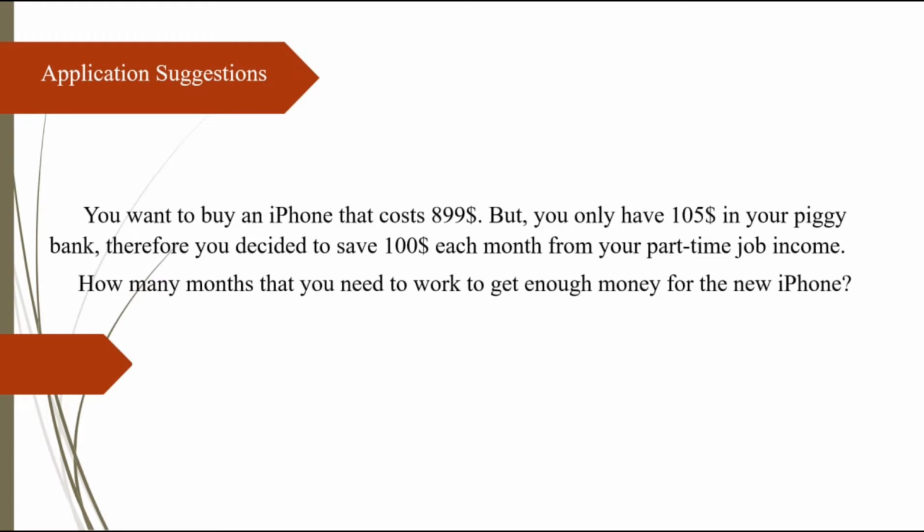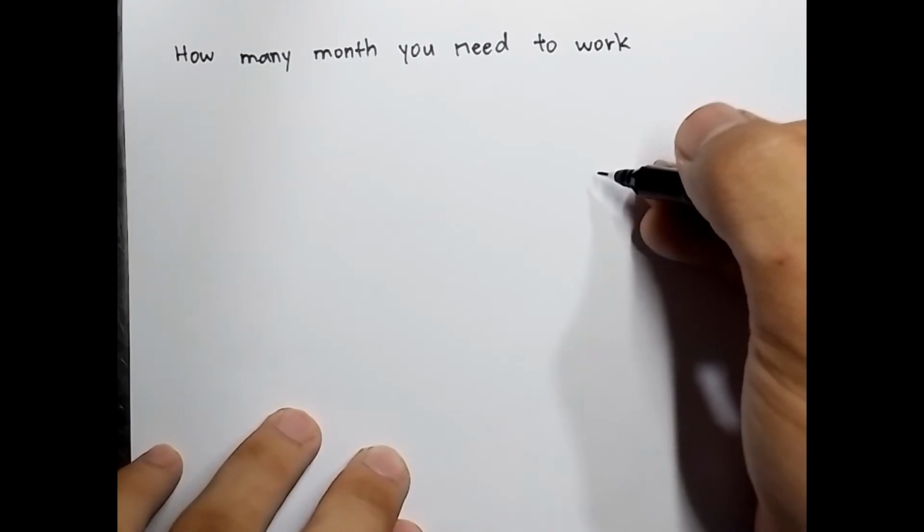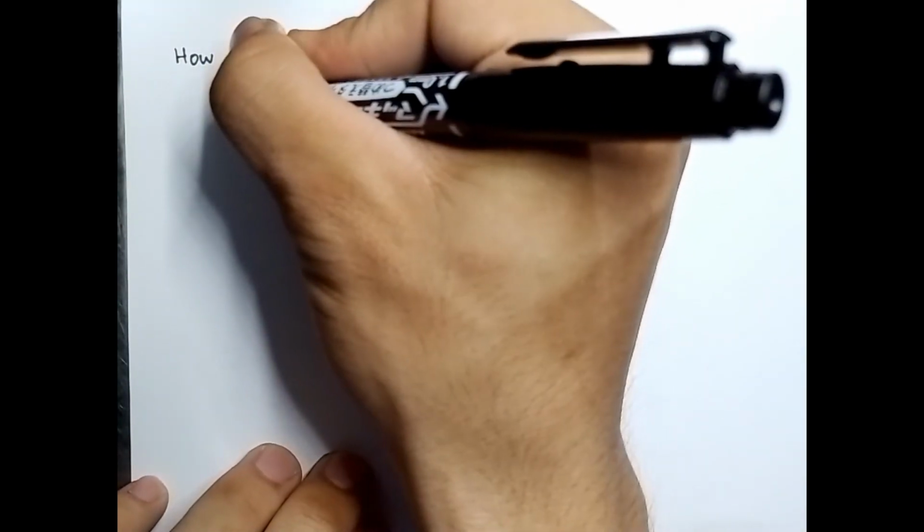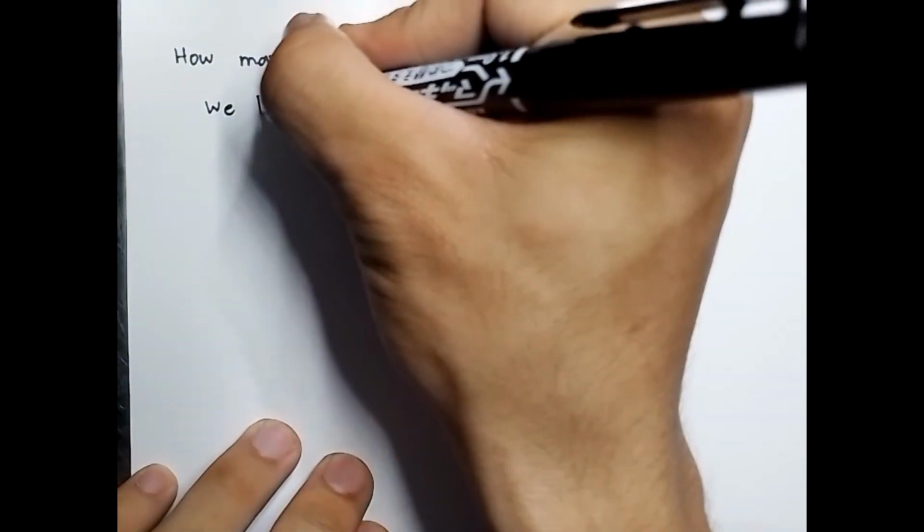So only one variable, that means we're going to use first degree equations. The first degree equation means one variable, only one variable, okay? No two, no three at all. So how are you supposed to do that? Let me show you. Alright, so the question is how many months you need to work.